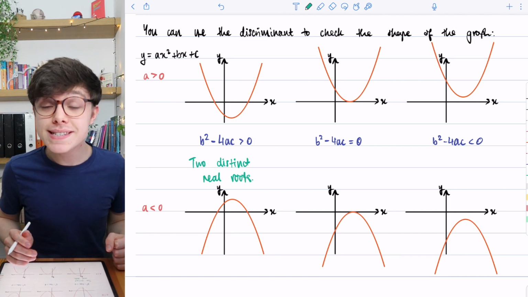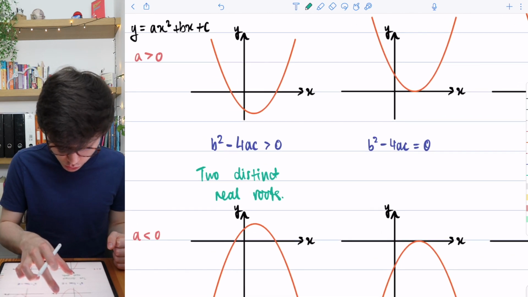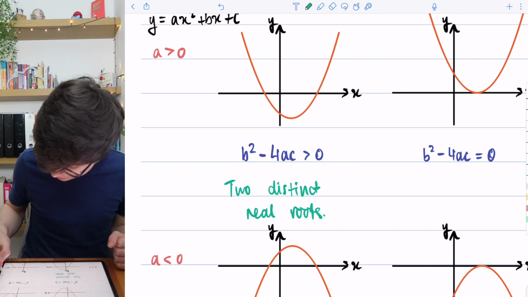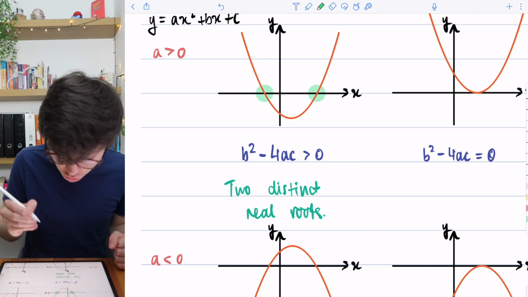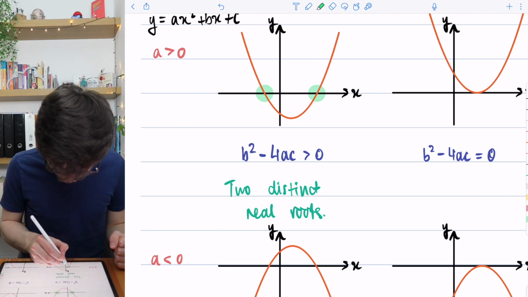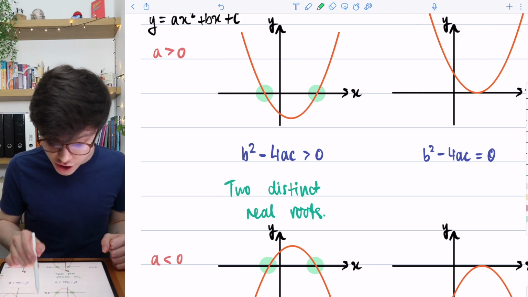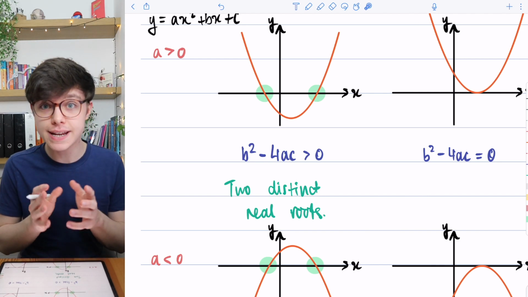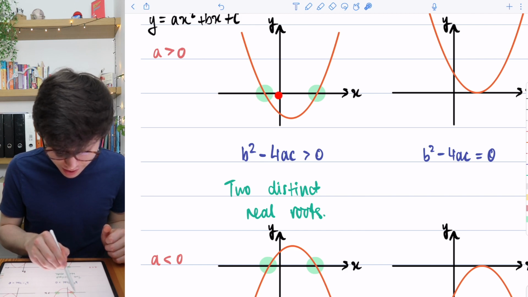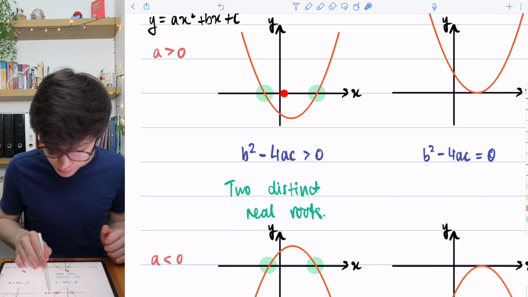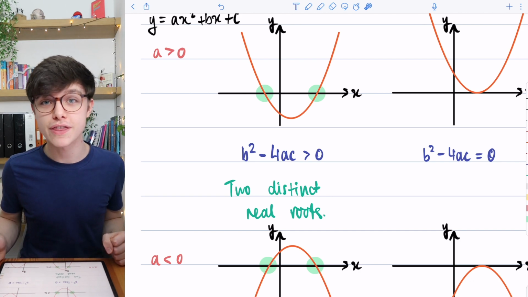Now we can actually see from the graph that we have two distinct real roots. I'll highlight this in green: there is a root there, and there's another root there. And also when a is negative, those are our two roots. And you can see they are distinct, meaning different, because this one is in the negative part of the x-axis and this one is in the positive part, so they must be different. And same for those two roots there.